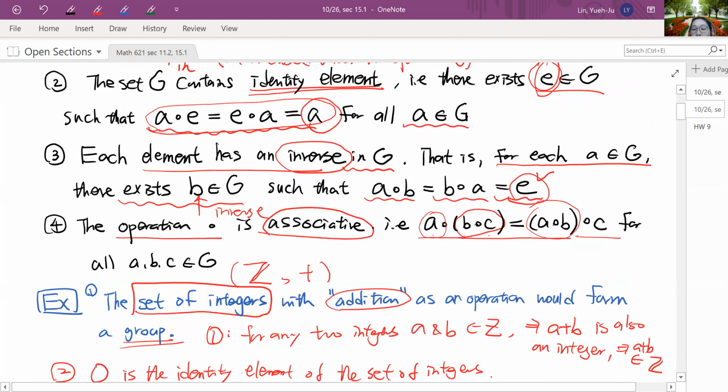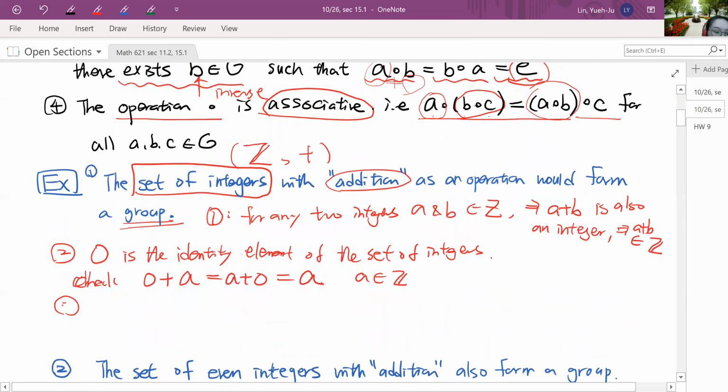Third one, we want to find the inverse. What's the inverse in this case? It means if you give me an integer and you want to find that integer plus something that is going to be the identity, which is 0. Essentially, if you say 2 plus something equals 0, then you know that something is -2. And -2 is also an integer, right?